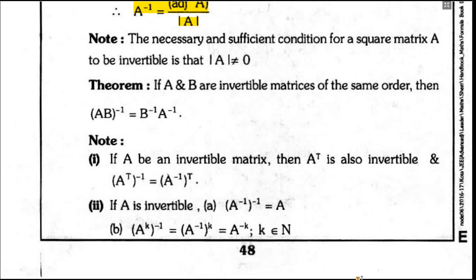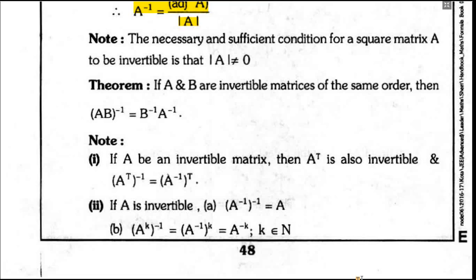Note, if A is an invertible matrix, then A transpose is also invertible, and the inverse of A transpose is the same as the transpose of A inverse. If A is invertible, then the inverse of A inverse is A. Similarly, the transpose of A transpose is A.